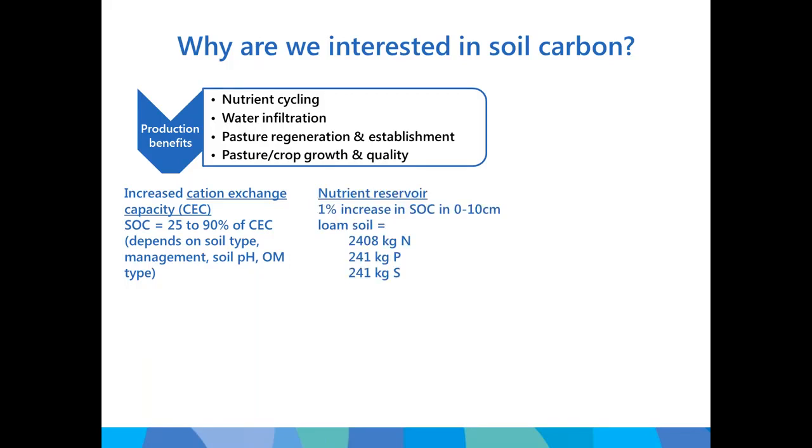Now, soil organic carbon is also an important nutrient reservoir. So a 1% increase in soil organic carbon just in your top 10 centimetres can lead to an increase in 2.5 tonnes of nitrogen per hectare. So that's a huge amount. It's important for phosphorus and sulfur. Most of the sulfur that your plants use comes from that organic matter pool and through those microbes.